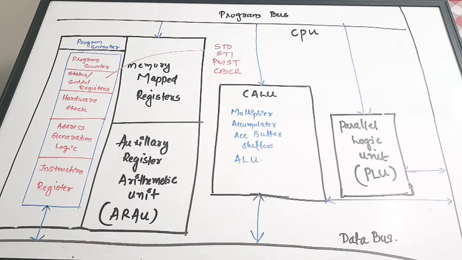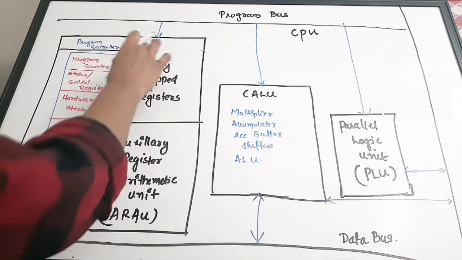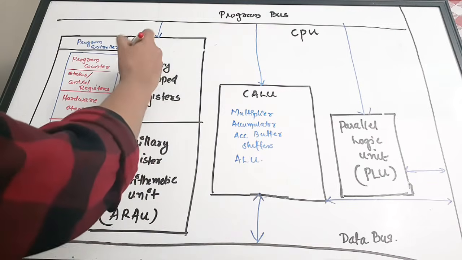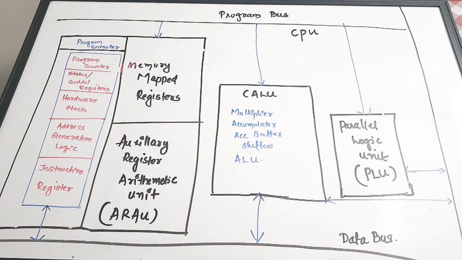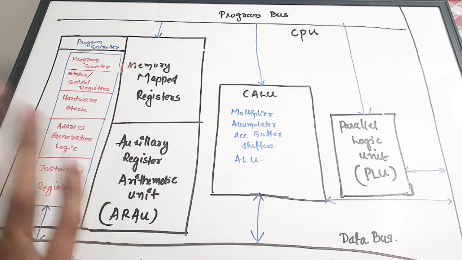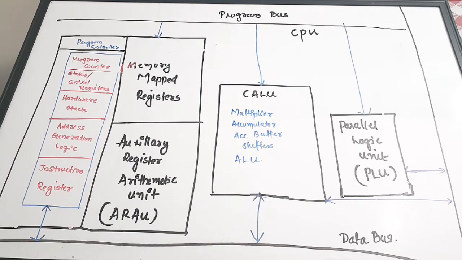Moving on to the third area. The third area consists of the hardware stack. The hardware stack is 16 by 16 bit, which means it can store 16 words. So that is the size of the hardware stack. That is the third element.